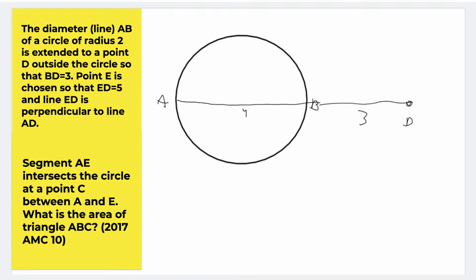And there's a segment ED, which is perpendicular to line AD, which means that it can't be like this or this. It's perpendicular, which means that it makes a right angle. So pretend point E is over here. Segment AE intersects the circle at point C. So pretend this is a segment and it intersects the circle at C. So now we want to find the area of triangle ABC. I want you guys to try to solve it.